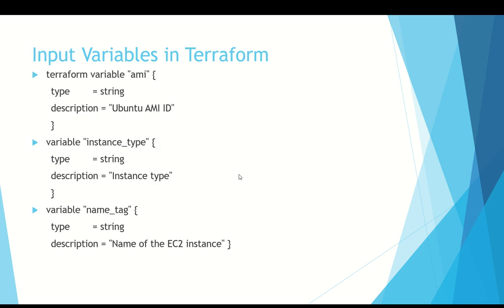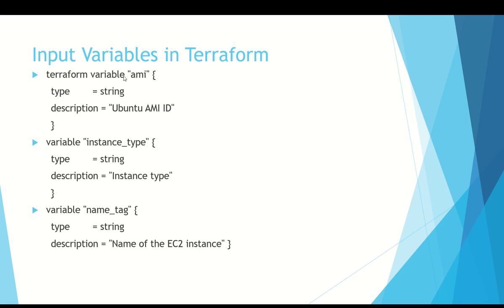The other one is input variables in Terraform. Input variables in Terraform allow the dynamic assignment of values during runtime. Local variables are limited to their scope, whereas input variables can accept values during runtime. Input variables are especially useful when values need to be provided at runtime or when defining input values for the modules.